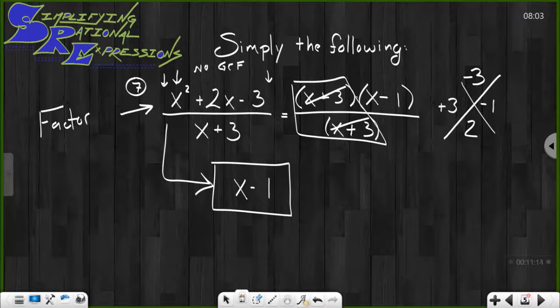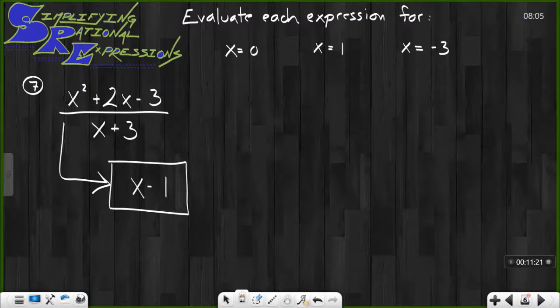Now, will this be true for every single number? Will it be true for every single number in the world? Well, let's test that out. Let's pick a few numbers here. If we take the same expression, both on top and bottom, and we evaluate it for any value of x, if we did this correctly, it should be true in both.